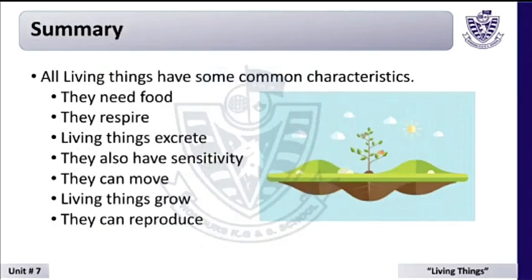Summary. Students, let's have a quick review of what we have studied in this chapter. All living things have some common characteristics. They need food. They respire. Living things excrete. They also have sensitivity. They can move. Living things grow and they can reproduce.